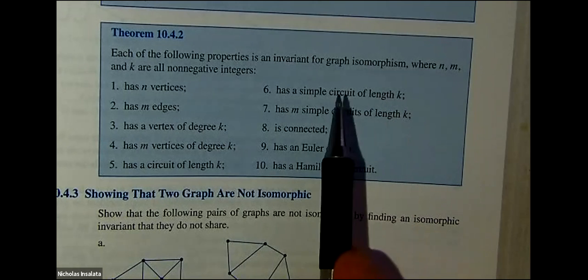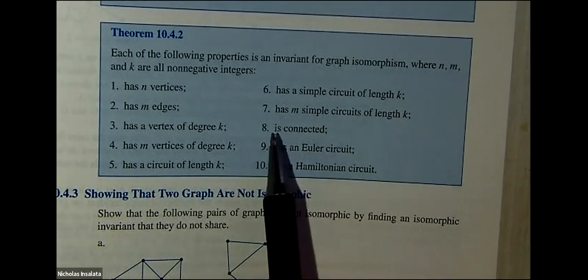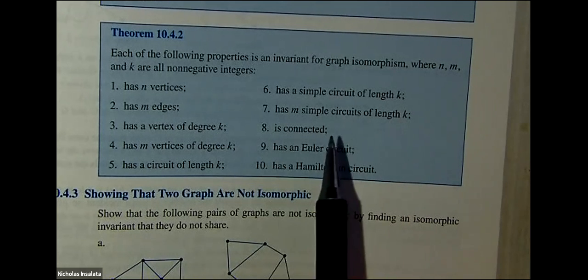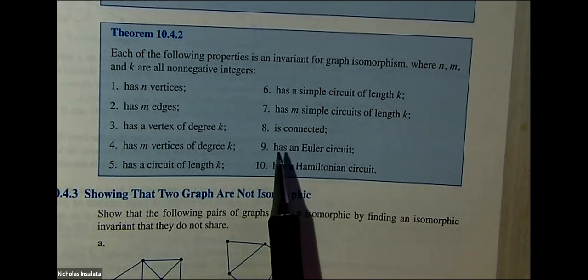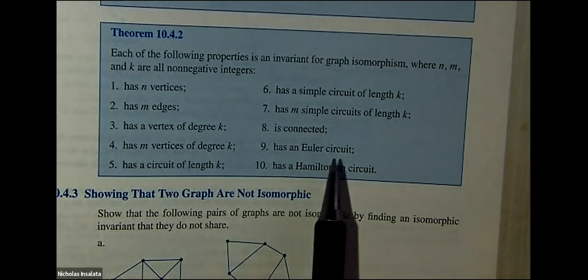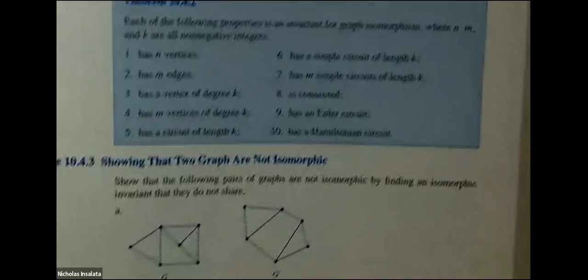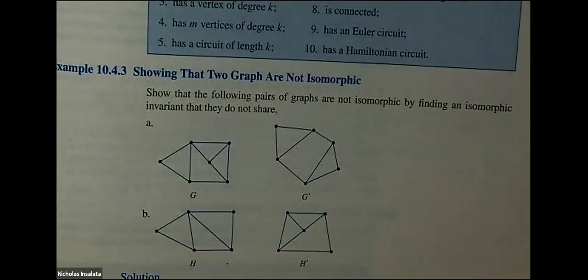And if one has a simple circuit of length 5, then the other one better have one as well, right? If they're connected, or how many components they have, that's got to be the same. Whether or not they have an Eulerian or Hamiltonian circuit, it's got to be the same. If they have multiple Eulerian circuits or multiple Hamiltonian circuits, the number of those that they have has got to be the same, right? I even expanded upon this. There's maybe a dozen or 15 different properties you can check on a graph to see if they're the same or not, right? So let's do some examples.